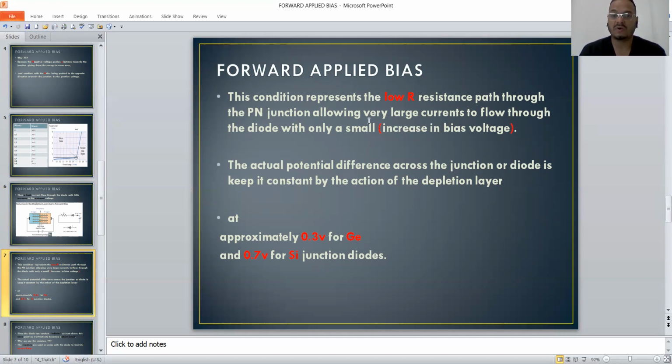The p-n junction allows a very large current, like I said before, to flow through the diode with only a small increase in the bias voltage. We just put in more than 0.1 volt and keep going like that. The actual potential difference across the junction or diode is constant. This is the action of the depletion region, the depletion layer, the same thing. We calculated it, or take it from the source, as approximately 0.3 volt for germanium and 0.7 for silicon.